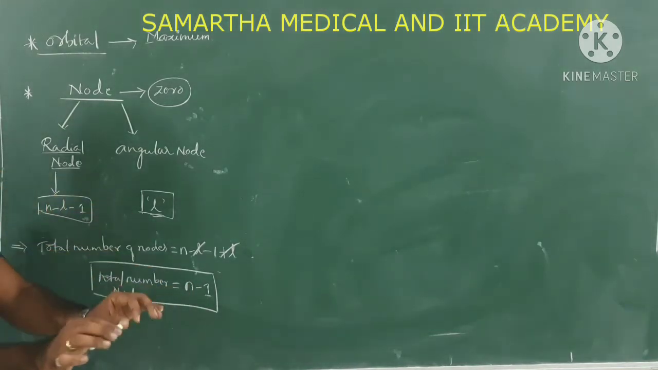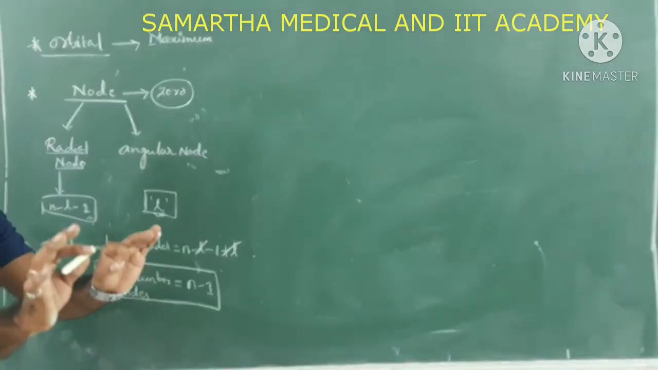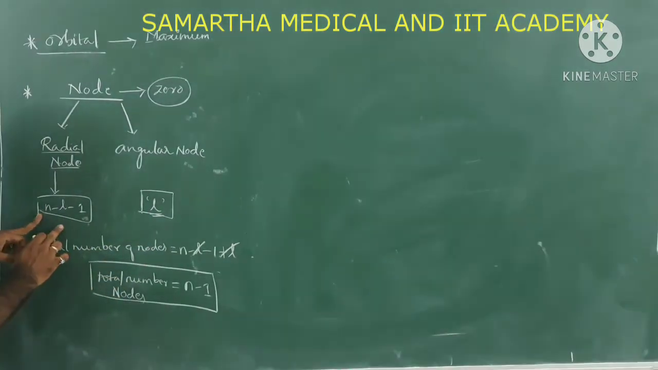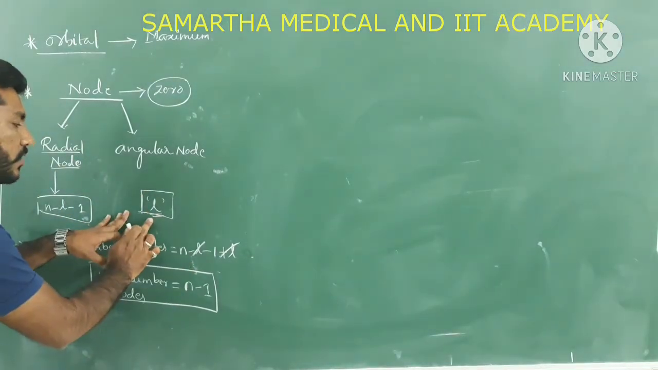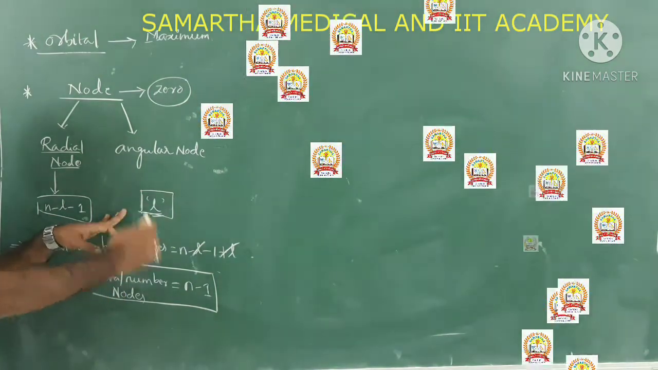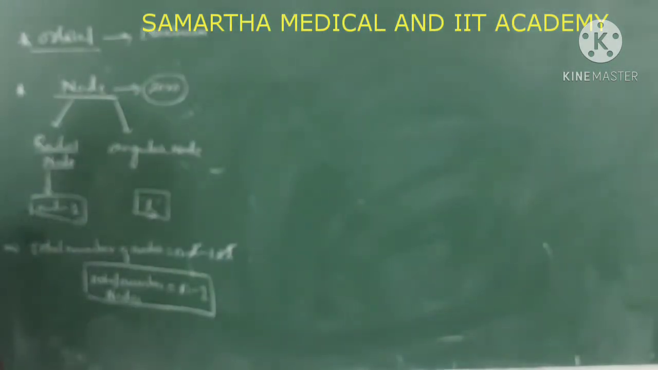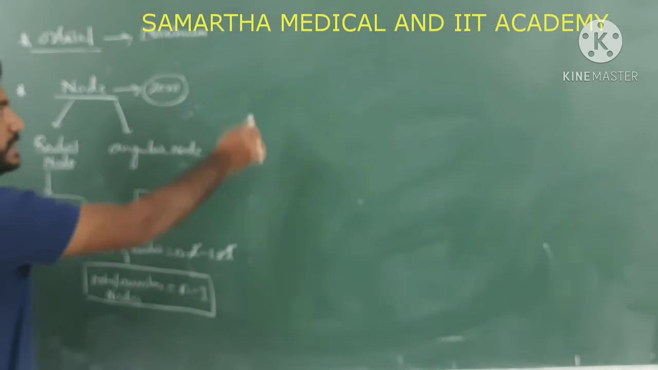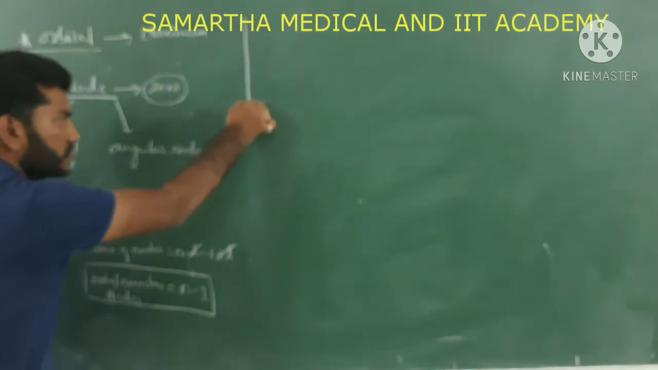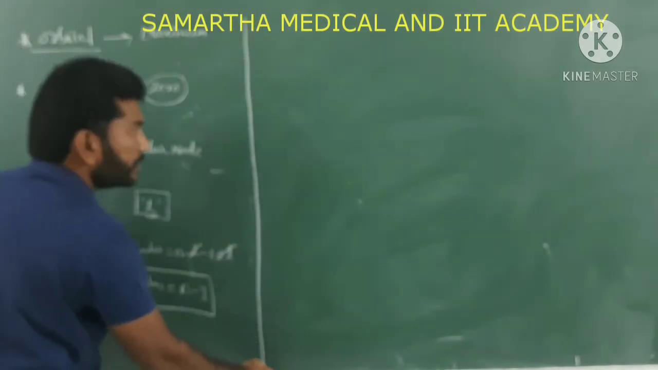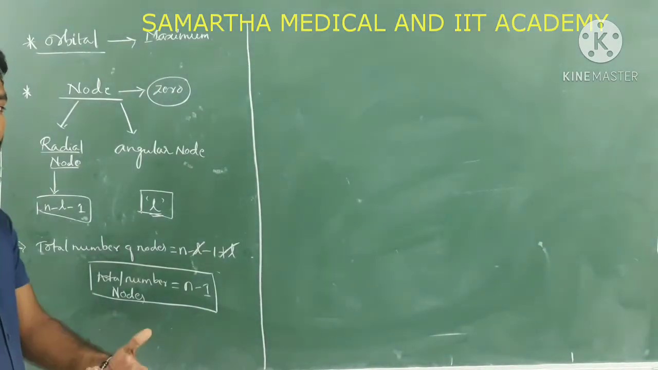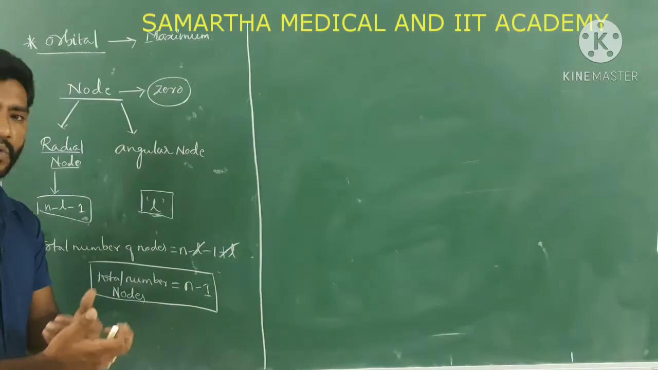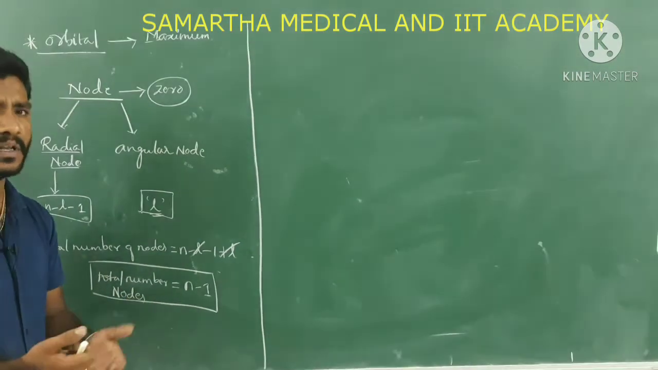Suppose you want to calculate only the radial nodes present in a particular atom, then we use the formula n minus L minus 1, and if you want only the angular nodes, we use the formula L. Okay guys. Now let us discuss some tables. By studying that table, we will get the L value and the nodal surface for any particular orbital.